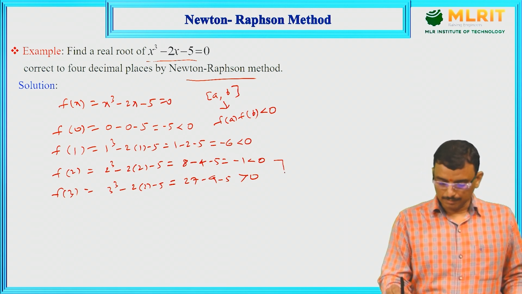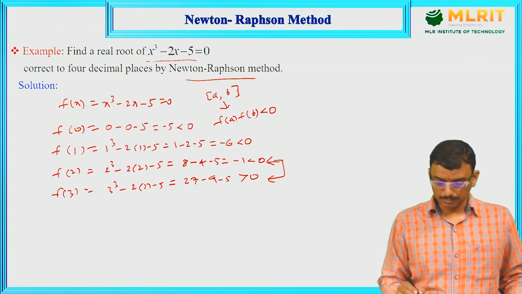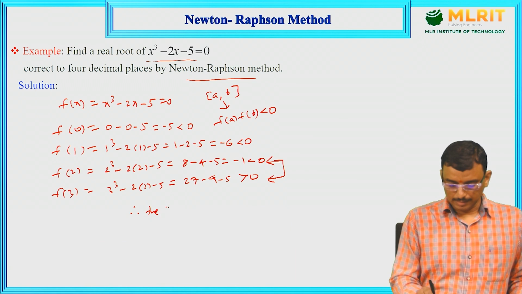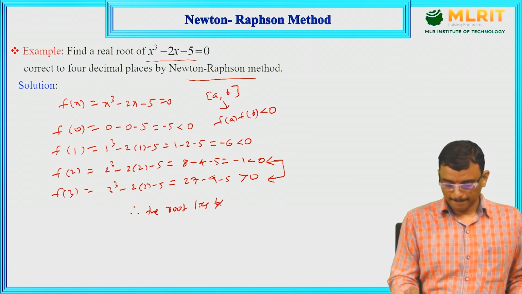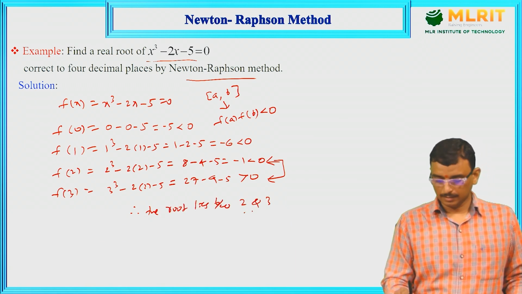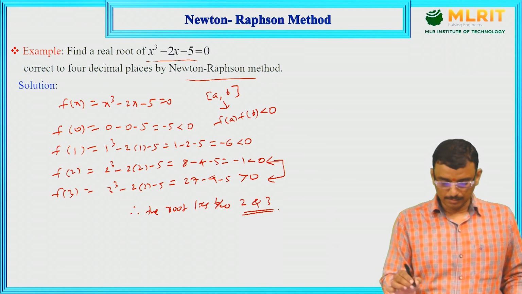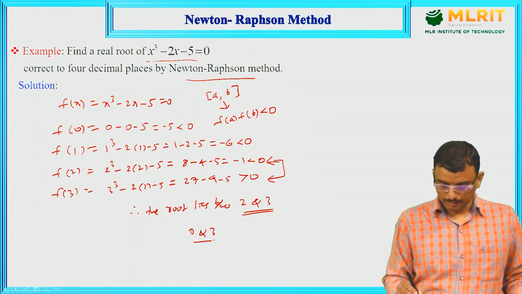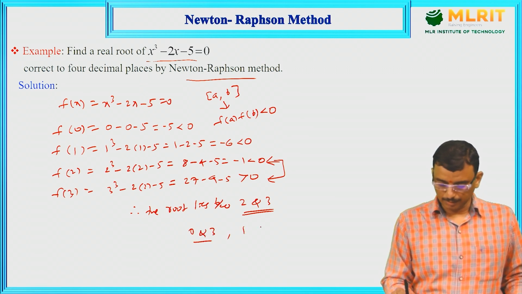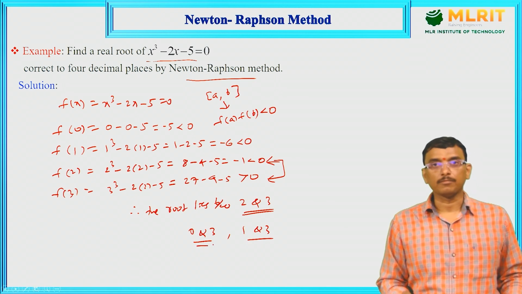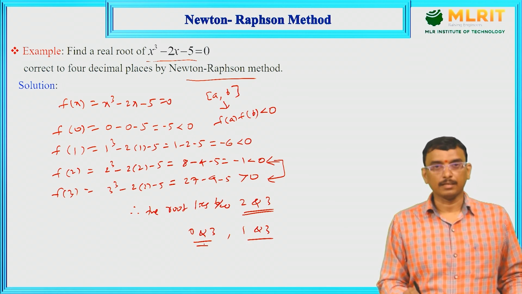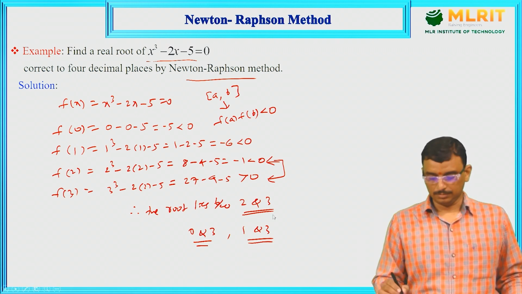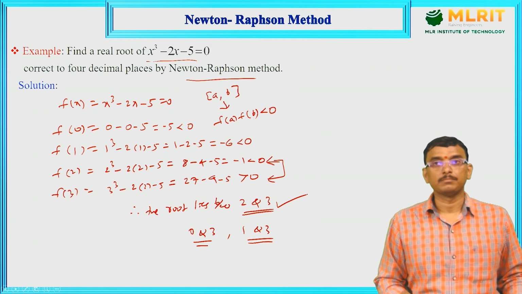Now the root lies between these two values, f of 2 and f of 3, because this is negative and this is positive. So therefore the root lies between 2 and 3. Now we can also take the root lies between 0 and 3, or 1 and 2, 1 and 3 also, because we observe here. But the interval length is very large for 0 and 3, and 1 and 3 is also large compared to 2 and 3. So here I am going to take the root lies between 2 and 3.